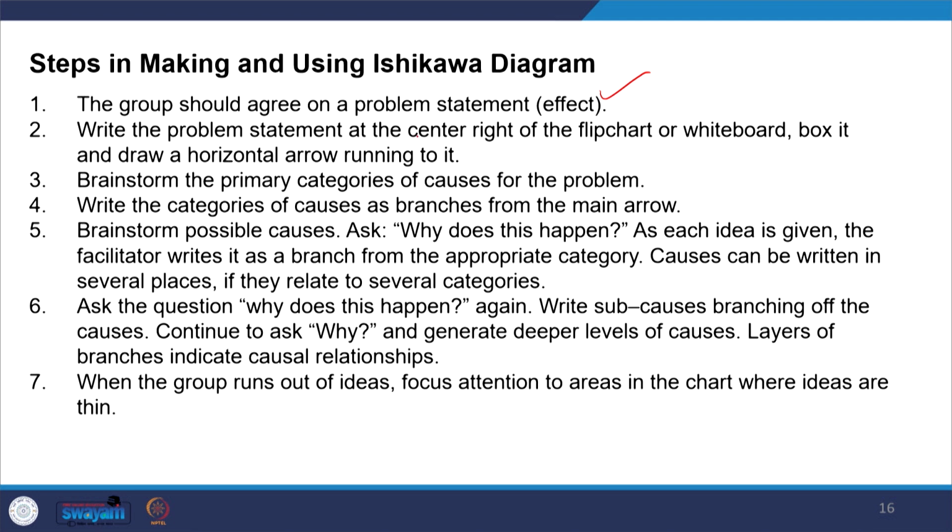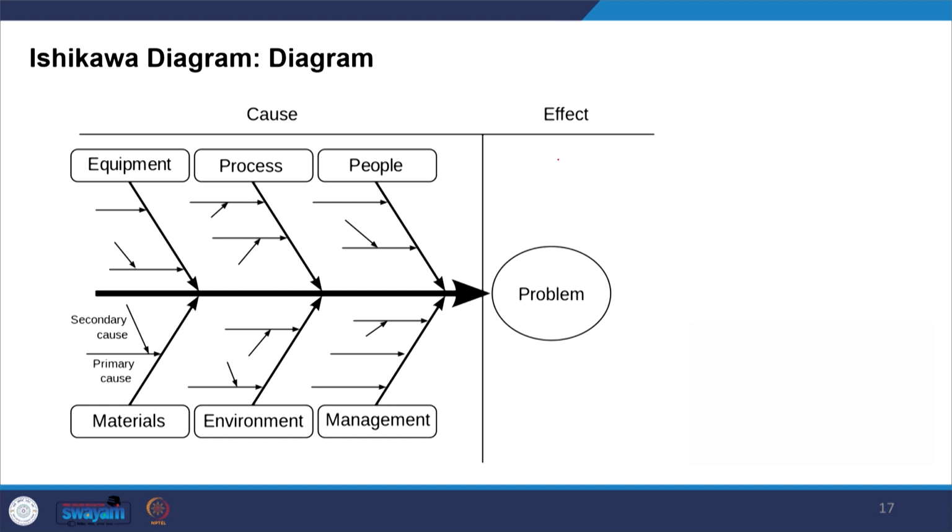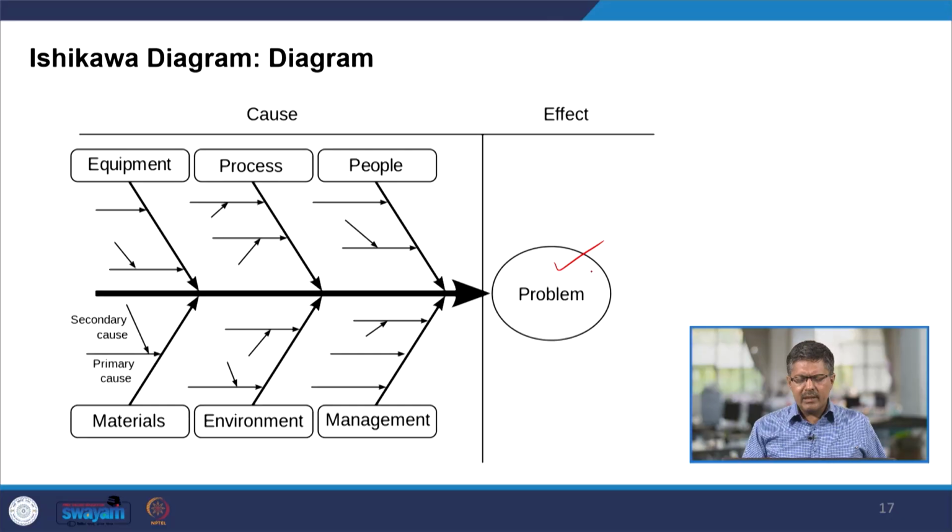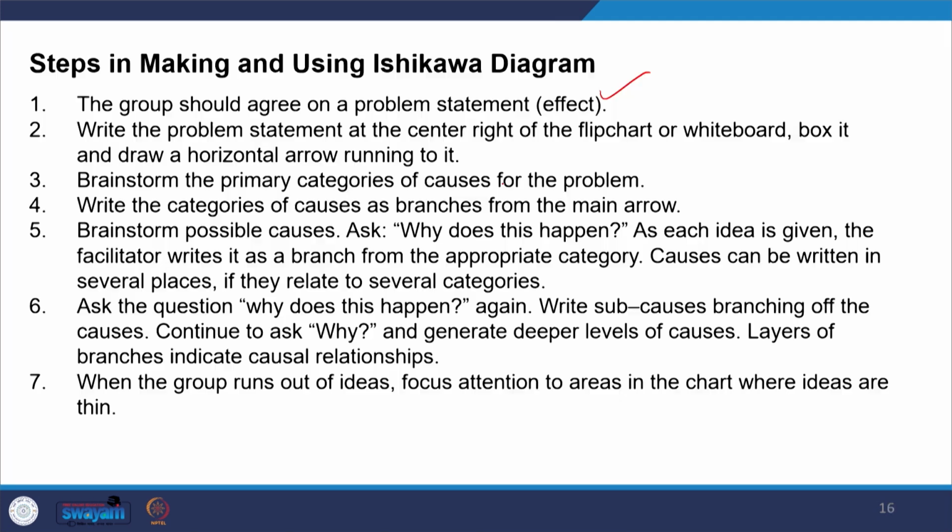So, write the problem at the center of the flip chart or whiteboard, wherever you are drawing, right. So, this is the effect. We identify the problem and say this is the effect and we need improvement. As I said, it could be market share, sales, or increasing more designs and new products. Whatever it is.